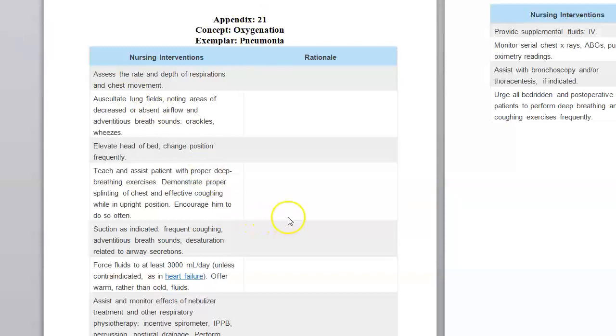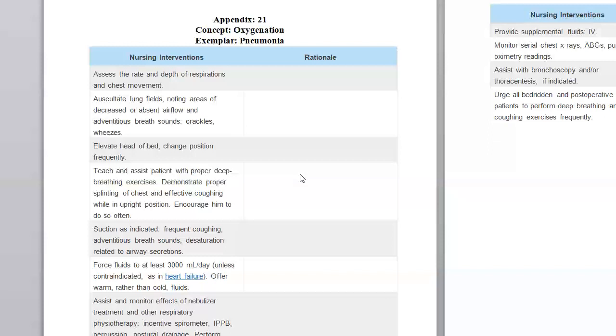Teach and assist patients with proper deep breathing exercises. Demonstrate proper splinting of the chest and effective coughing while in an upright position. Encourage them to do so often. Deep breathing exercises facilitate maximum expansion of the lungs and smaller airways. Coughing is a reflex and natural self-cleaning mechanism that assists the cilia to maintain patent airways. Splinting reduces chest discomfort, and an upright position favors deeper and more forceful cough effort.